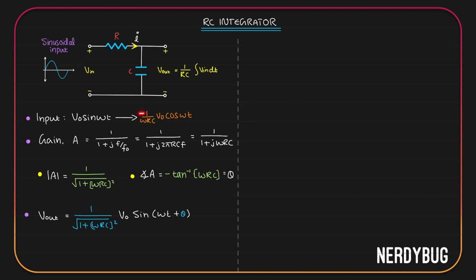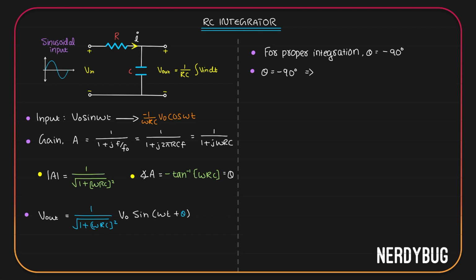Here we need minus cos omega t. In the general equation that we found, we have sine of omega t plus theta. We want this to be minus cos of omega t. That will happen if theta is equal to minus 90 degree. That is, for proper integration, theta should be equal to minus 90 degree. Let us take theta to be minus 90 degree.